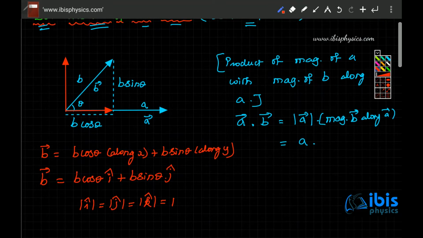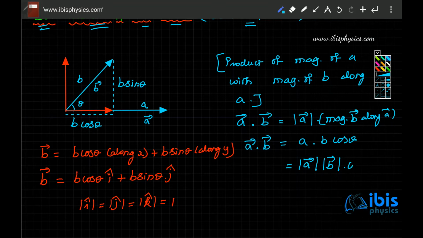So then magnitude of A, magnitude of B along A vector. The B vector has got two components. One is B cos theta and the other B sin theta. So the value of the vector B along the x-axis or along A vector is B cos theta. So magnitude of A into B cos theta. Whenever you multiply two vectors A and B, the result is magnitude of A multiplied by magnitude of B along A. So AB cos theta. So A is nothing but the magnitude of A, B is nothing but the magnitude of B, into cos theta.